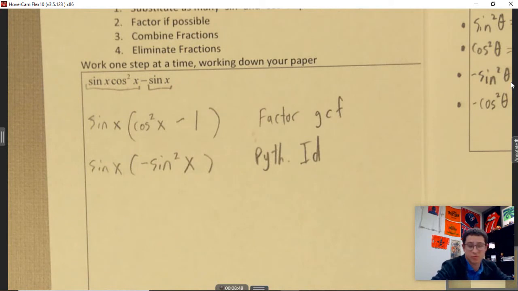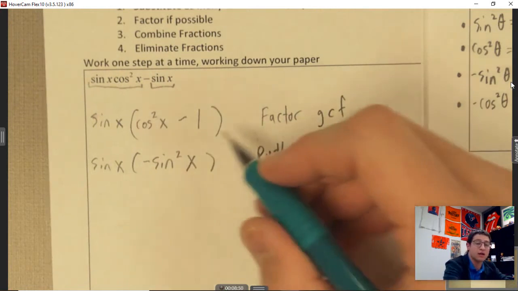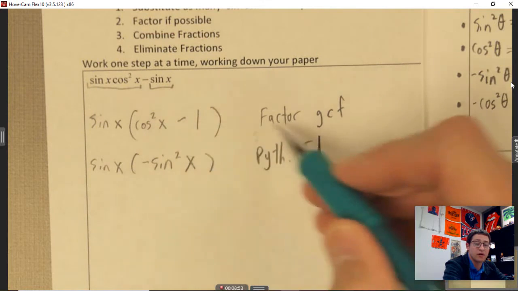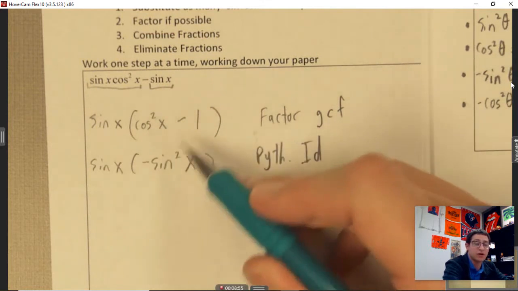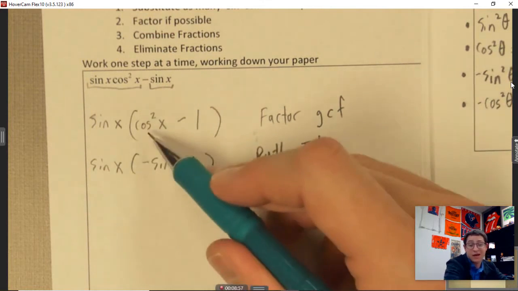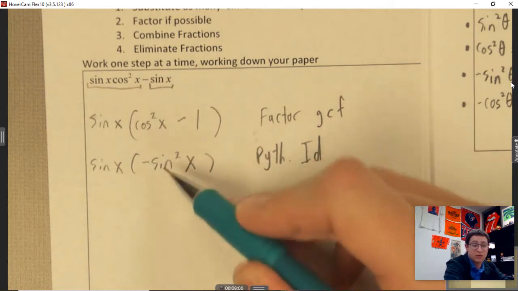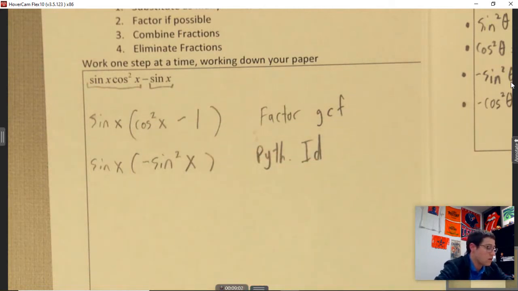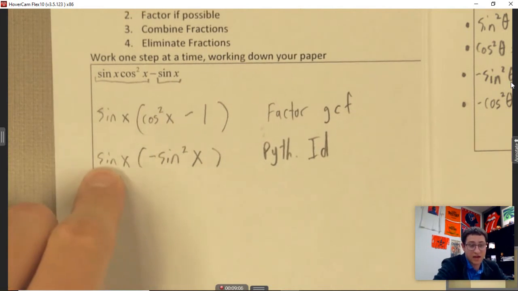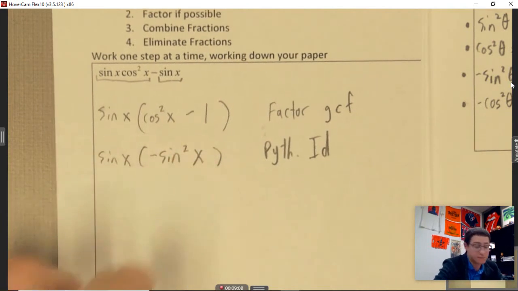Cool. It's kind of like your proofs. This is the reason why: the reason we can go from here to here is because we factored the GCF. The reason we can go from here to here is because replacing this with this is a Pythagorean identity. And so now we just multiply. We've got sine x times sine squared of x, but then we've got that negative.